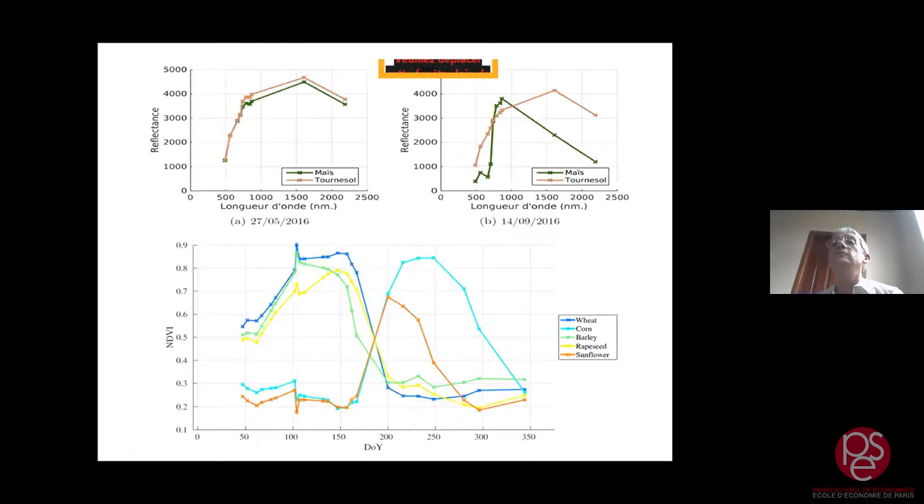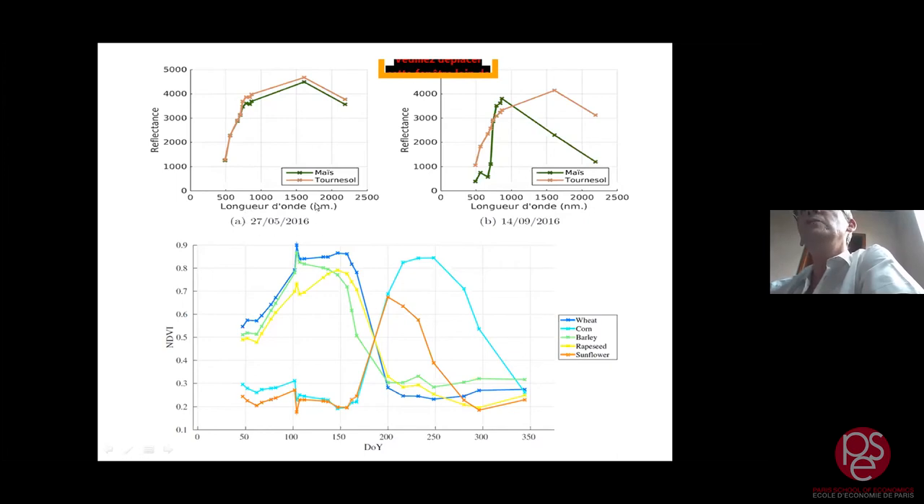So just to give some illustration in some cultures, this is work made by Cesbio in some experimental areas. These are the spectral signatures of corn and sunflower for two dates of the year, here in May and here in September. I can see here that over the spectrum, these are only a point measurement related to the Sentinel-2 spectral bands. And I can see that here, corn and sunflower have very, very similar behaviors in terms of spectral signature.